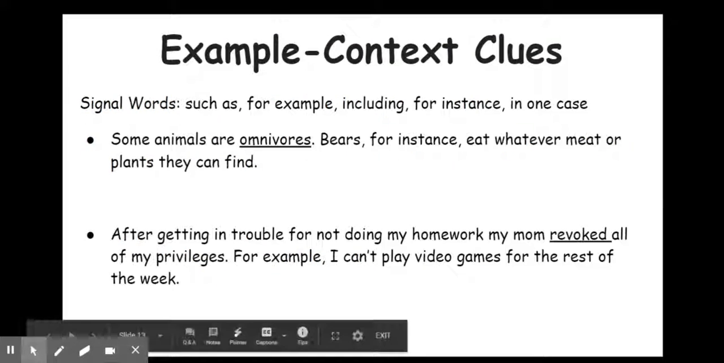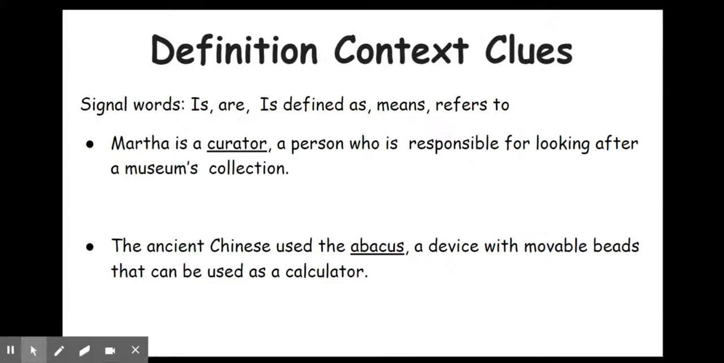Here is our first type of context clue. We have a definition. Definition context clues are often signaled by the words is, are, is defined as, means, or refers to. These are just some examples. Let's look at our first sentence.